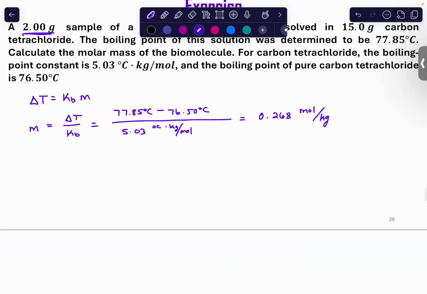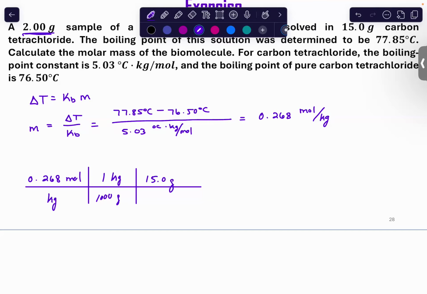Okay, so I'm going to take that per kilogram. 1 kilogram is 1,000 grams. And then I have the 15.0 grams of my CCl4. That's going to give me 0.00402 moles of my biomolecule.